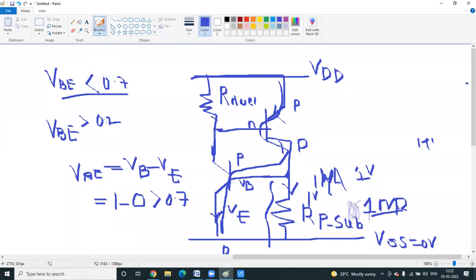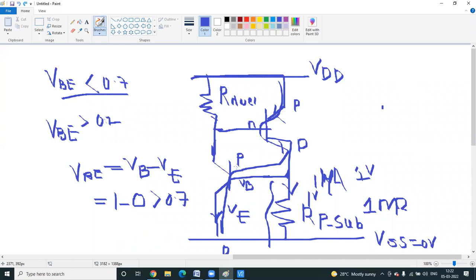mega ohm. If you multiply 1 into 0.1, you will get 0.1 volt. So VB voltage is 0.1 volt, VE is 0. So 0.1 is less than 0.7. So this device will be in cut off region. Understand, or anybody having doubt?